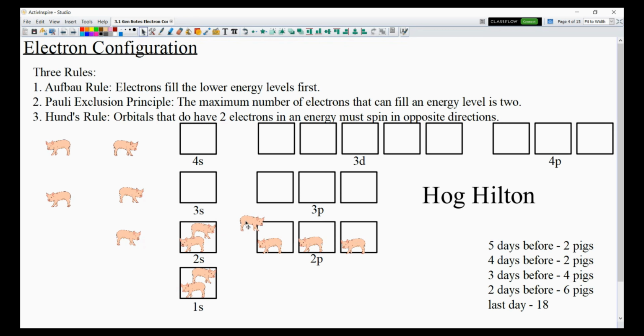So now we can put this pig here. That's going to share with this pig, but it's going to have to face in the opposite direction. Okay, so now we have those pigs arranged. So now we have 2 days before the convention, and 6 more pigs show up.